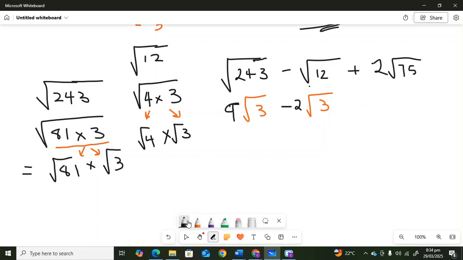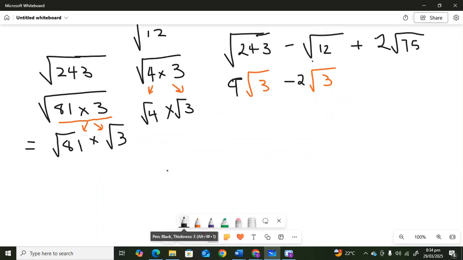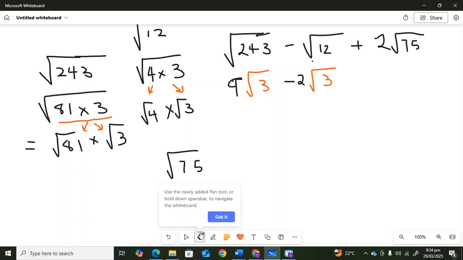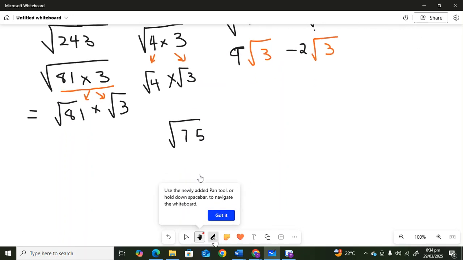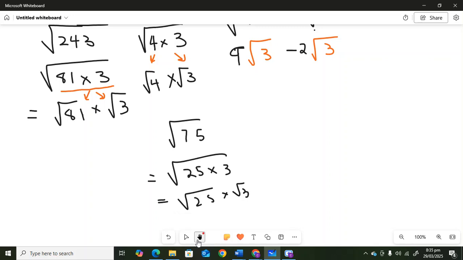Next, we come to 75. 75 divided by 3 is 25. This can be split into the square root of 25 multiplied by the square root of 3. Square root of 25 is 5.